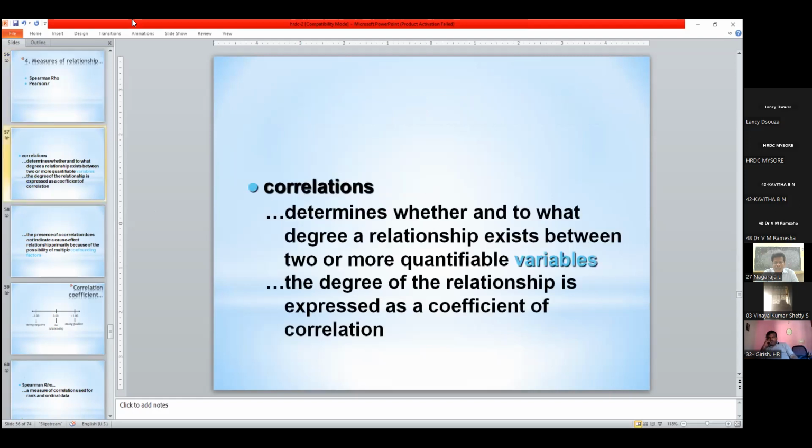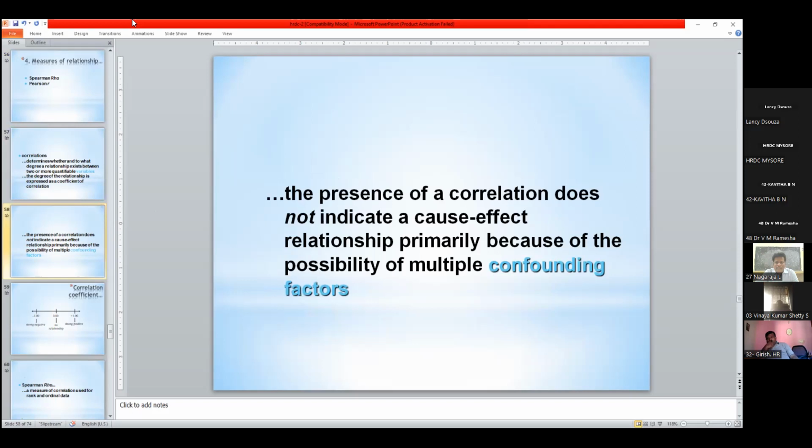What exactly are they? Correlations actually measure mutuality between two or more variables. That means it measures the dependence of one variable over the other variable. That is expressed as a coefficient of correlation, and your coefficient of correlation can range from -1 to +1, having 0 in between.